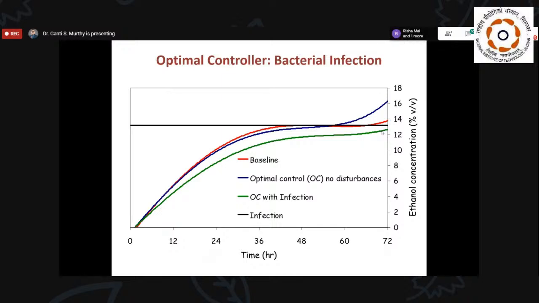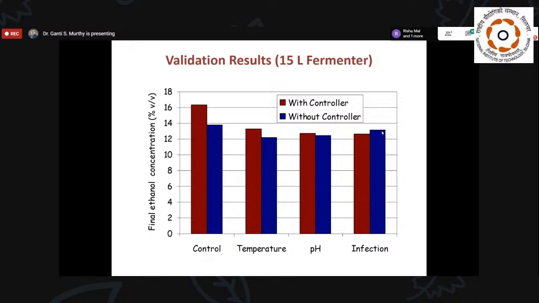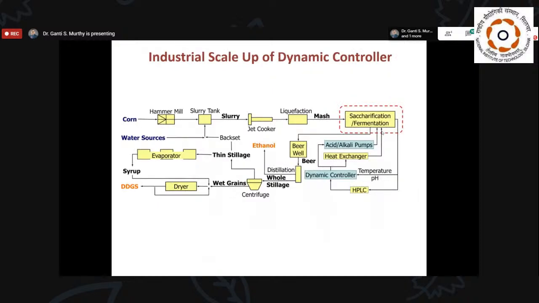And then we tried to study this among multiple runs. Statistically speaking, there is either no difference or there is a difference on the positive side with the controller than without the controller. And that is what you see in all the processes. So these are the validation results for the 15-liter fermenter. Now, as you all know, it is not sufficient if we just work on it at lab scale. We have to take it to the industrial scale. So we took this up to an industrial scale fermenter.